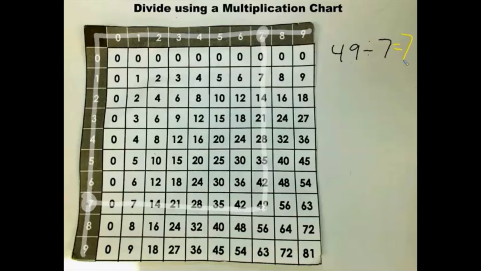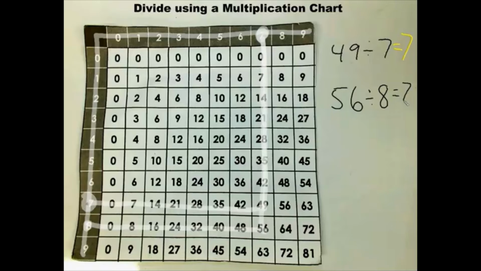Try another one. Okay, 56 divided by 8. With 56 divided by 8, 8 is our divisor. So we're going to find 8 on our multiplication chart. You follow it over until you find 56. And then you follow it up until you find the other factor, which is 7. So 56 divided by 8 equals 7.